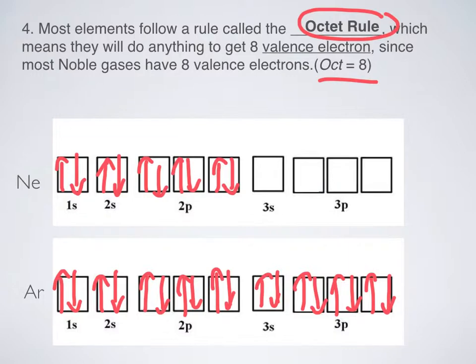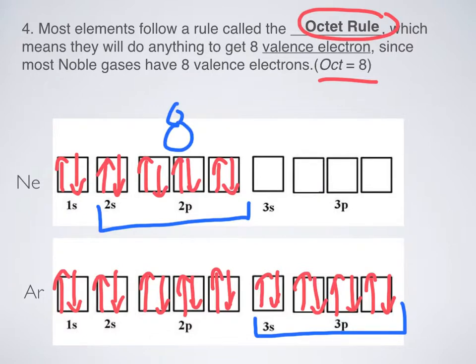Now, remember, I said that they have 8 valence electrons. Well, where are those valence electrons? Valence electrons are found in the highest energy orbitals. So for neon, that would be the 2n level, and for argon that would be the 3n level. Notice I have 8 electrons here, and I have 8 electrons in here. That is the reason why most elements on the periodic table want to get 8 electrons and follow the octet rule: because noble gases follow that rule, and it makes them stable.